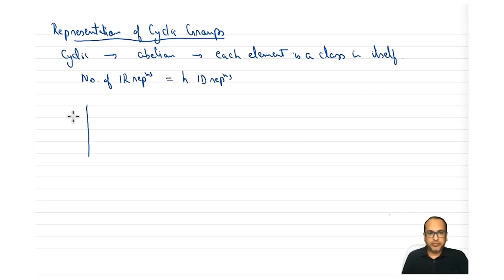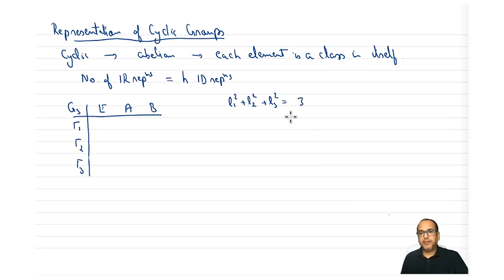So let's take a cyclic group. Let's take a general cyclic group G3 with elements as E, A and B. Because there are going to be three classes, that means we should have three IRs. So we should have l1 square plus l2 square plus l3 square equal to 3. And the only solution for these positive values, because these are dimensions, is going to be 1, 1, 1. So I'm going to write 1 1 1 under the symmetry operation E, because that is the character and dimension of this representation, right?